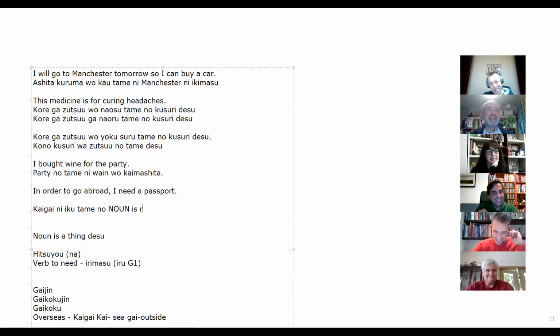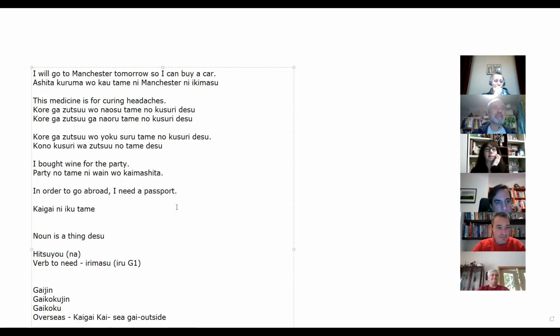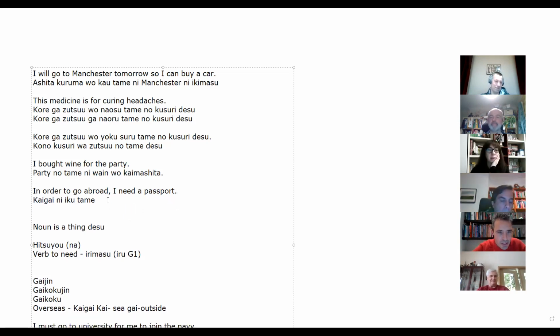Okay, so kaigai ni iku tame. Back to your problem, Kim. Kaigai ni iku tame. In order to go abroad, I need a passport. Passporto o. And what was the verb? So you can use iru. Irimasu.